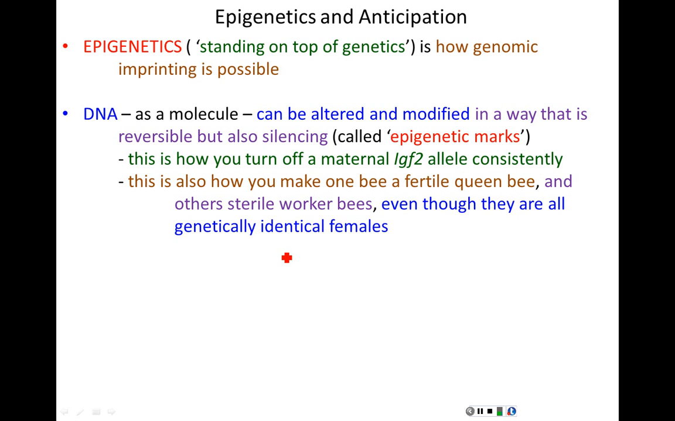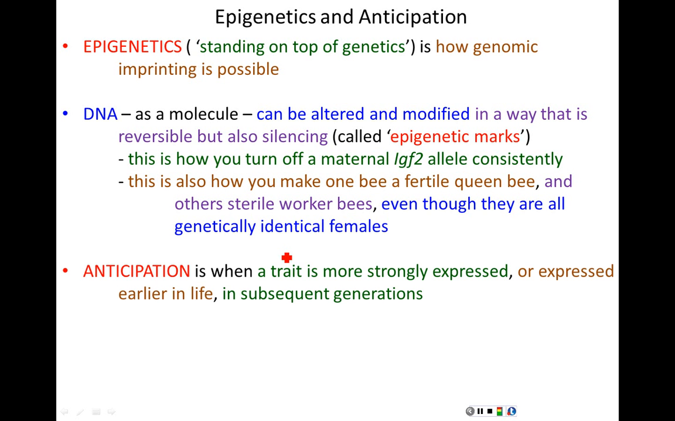How can that be? Well, something must be standing on top of the genetics. And that's the epigenetics, that's silencing. By silencing certain genes in the sterile bees, and doing it with royal jelly, doing it chemically, doing it with an environmental component, you can silence the genes that make you a worker bee, thus leaving only the fertile queen bee genes to be expressed.